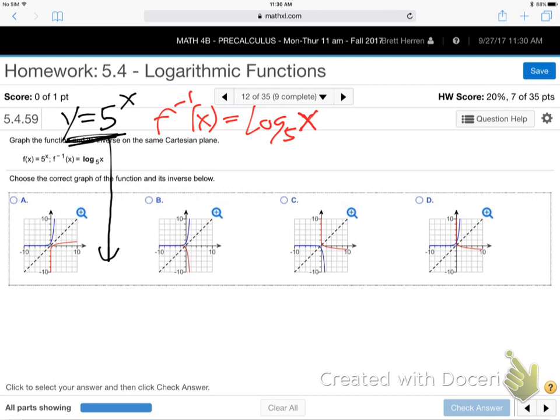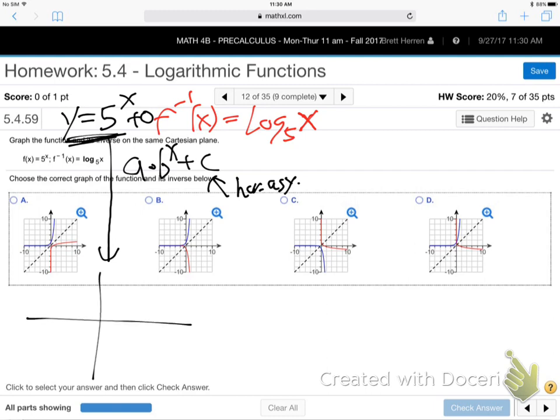So how do you graph an exponential? Remember I wrote out a times b to the x plus c. And the c is the horizontal asymptote, which this is plus 0. Exponential graphs always have a horizontal dotted line. Guess what logs are always going to have if they're the inverse? If exponentials always have a flat dotted line, then logs are always going to have a vertical dotted line, a vertical asymptote line. So we'll get to that in a minute.